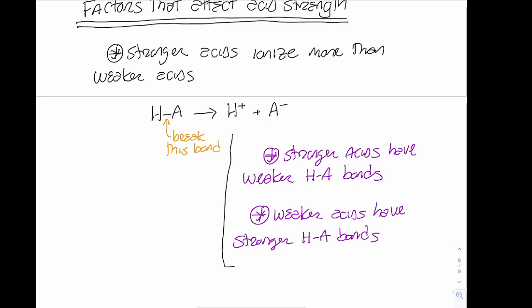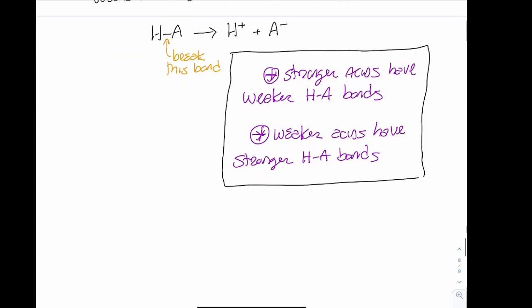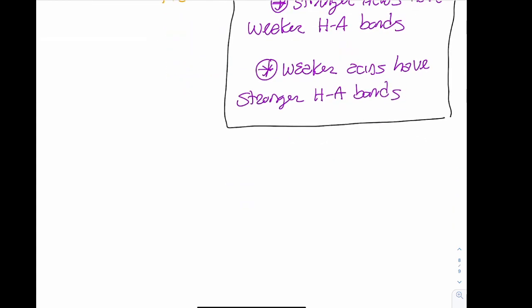What we want to look at next are what make one bond stronger or weaker than another. So a couple of trends we're going to look at. Our first one is for binary acids. Binary acids just have two types of atoms in them. So HCl, HBr, just two different types of atoms. So binary acids.